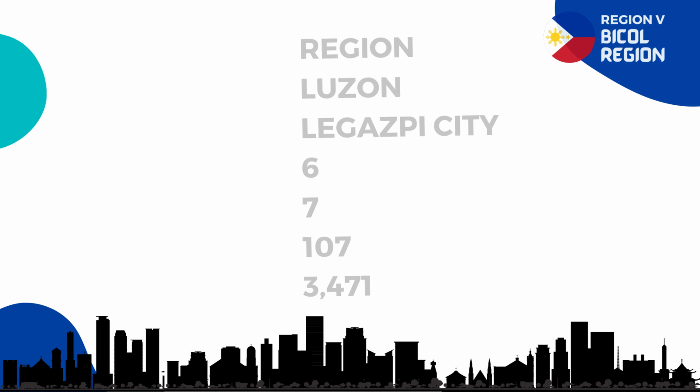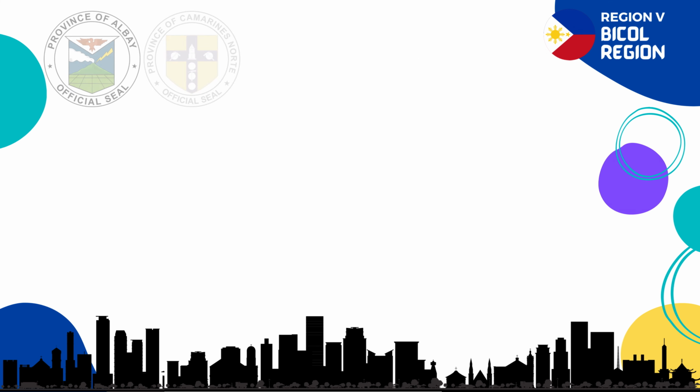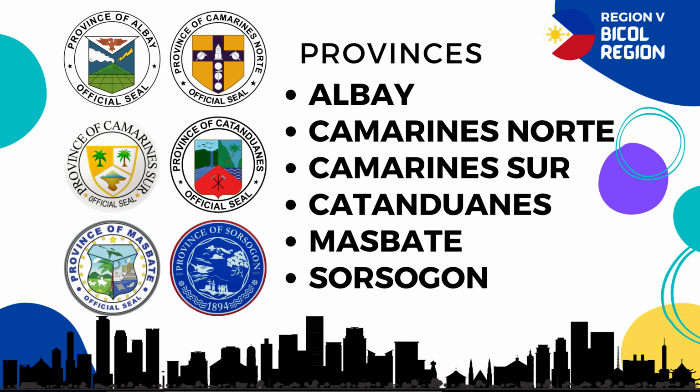For this video, we will be discussing the different provinces comprising Region 5 or Bicol Region. Bicol Region is a part of the Luzon Island Group. The regional center is Legazpi City. It is composed of 6 provinces, 7 cities, 107 municipalities, and 3,471 barangays. The following are the different provinces comprising Region 5 or Bicol Region.